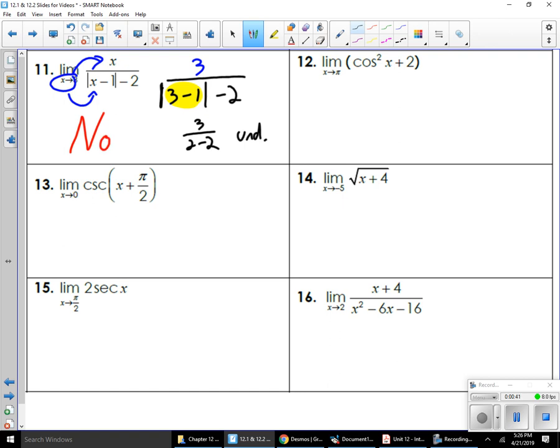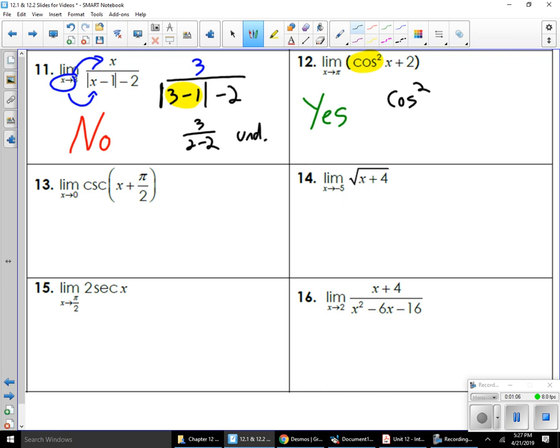Jumping over here to number 12, we're not super comfortable with trig either, but we're talking about cosine. Cosine does have a domain of all real numbers. So we know without even substituting that yes, this will work. Cosine is a well-behaved function, just like polynomials are. So we know that it's going to work. Now we just have to do the work.